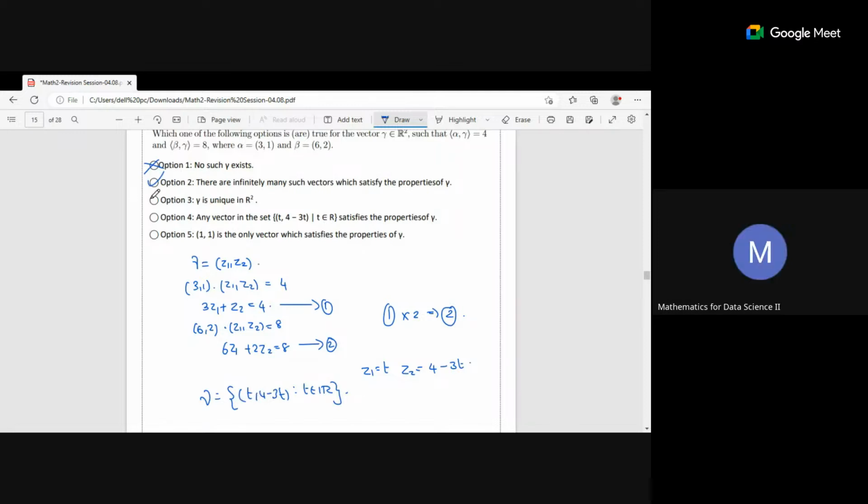Gamma is unique in R2. Not correct. Any vector of this form? Yes, it is correct. (1, 1): does it satisfy this property? 4 minus 3t, (1, 1). Yes, (1, 1) satisfies this property, but it is not the only vector. If they had said it is one of the vectors, then it's fine. But it is given as the only vector, so it is incorrect.